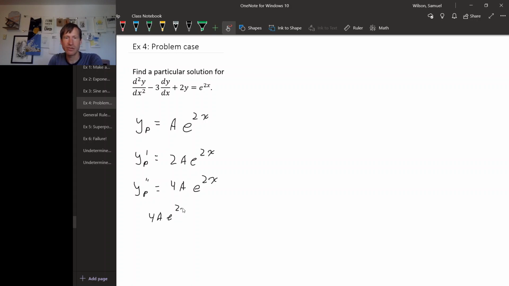4a e to the 2x minus 3 times the first derivative, 2a e to the 2x, plus 2 times the 0th derivative, so the original guess, a e to the 2x. And this is supposed to be equal to e to the 2x. All right, so let's simplify the left-hand side. It looks like we've got 4 minus 6 plus 2. Wait, 4 minus 6 plus 2. This left-hand side is 0.